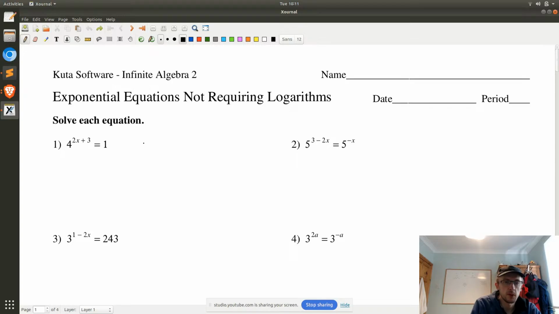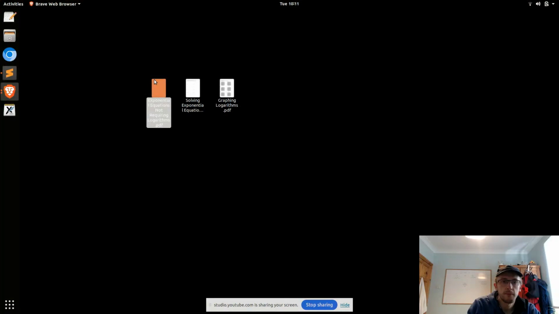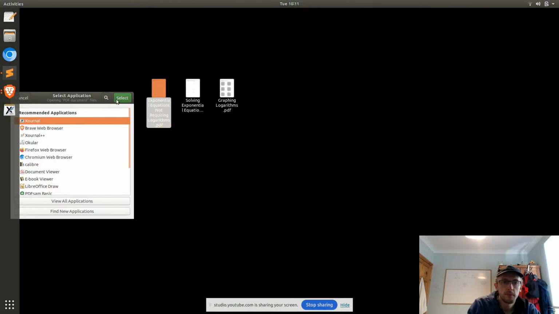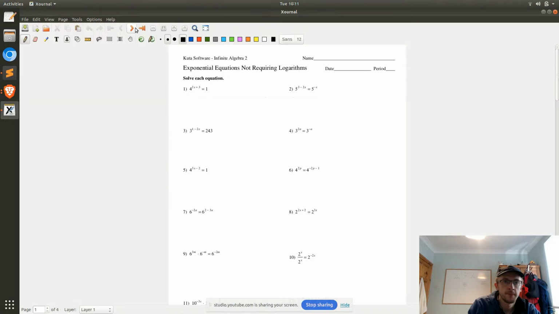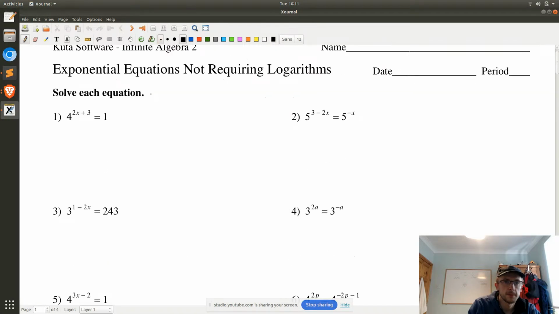So we begin with 4 to the 2x plus 3 equals 1, and thus what power of 4 gives you 1, and the answer is 0, so 2x plus 3 equals 0. It's really strange how it always does that. 2x plus 3 equals 0. So x is minus 3 over 2.